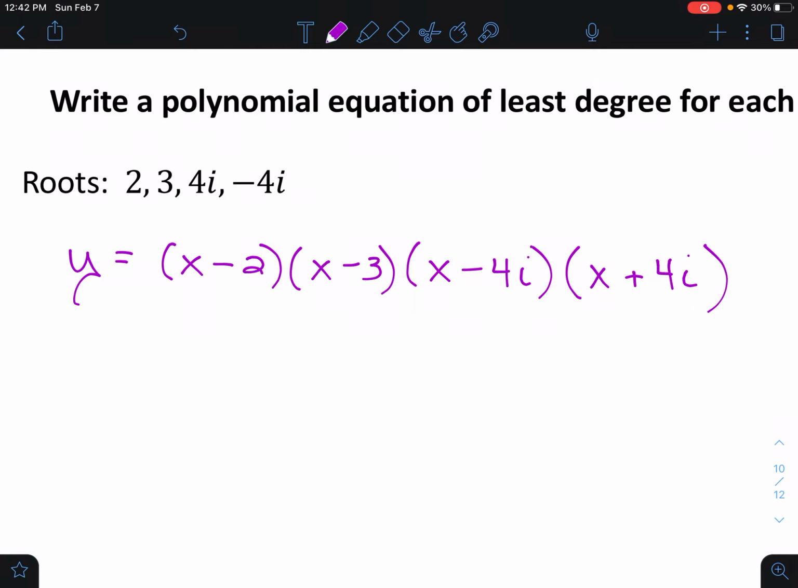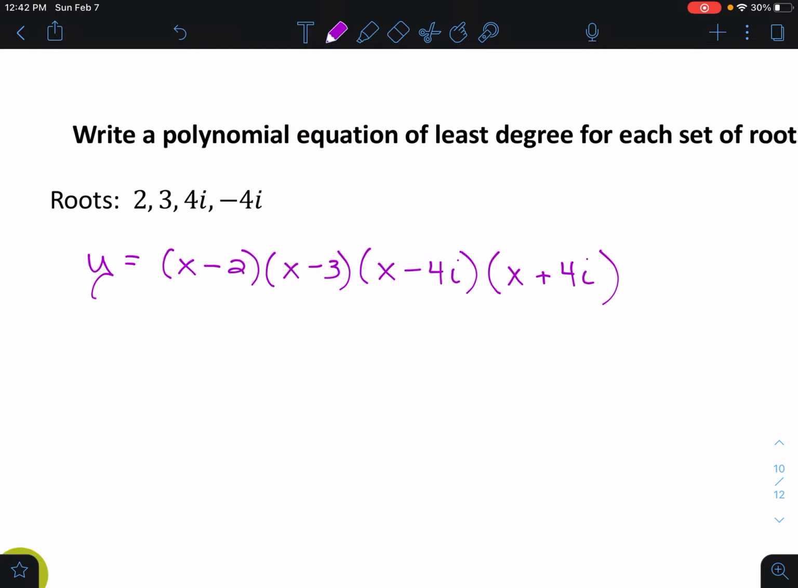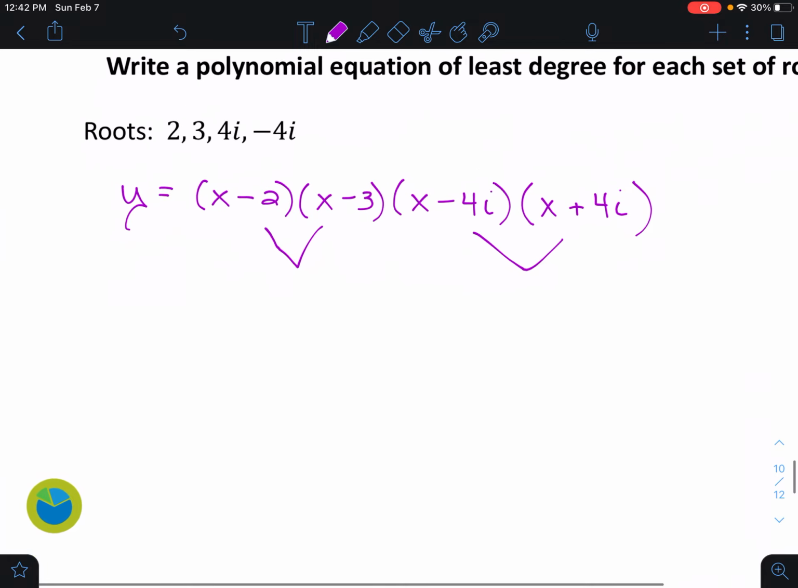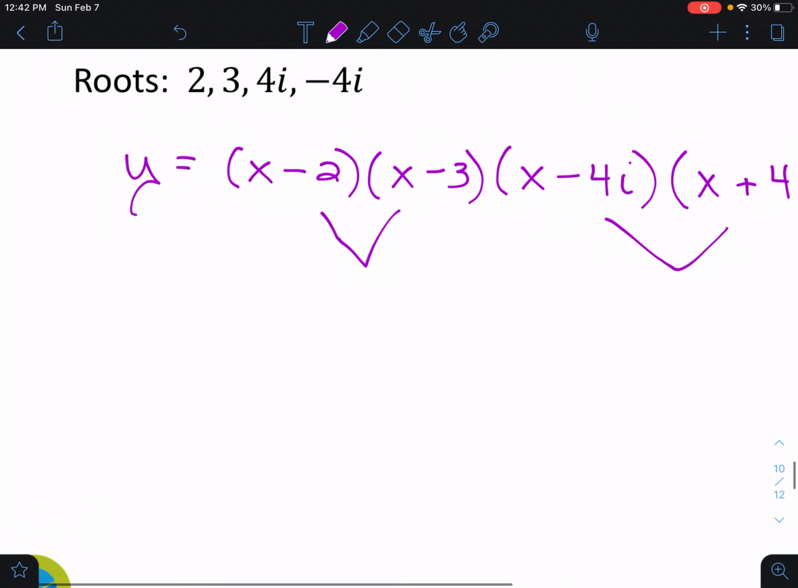Okay? Now, I want to write this equation. What is a polynomial that has these as roots, 2, 3, 4i, and -4i? So what you're going to do now is just distribute to figure out what the polynomial is. Okay, when you distribute, you want to do this in pairs. So I'm going to start by multiplying these two together. You also always want to do i's together. So I'm going to multiply x minus 2 times x minus 3.